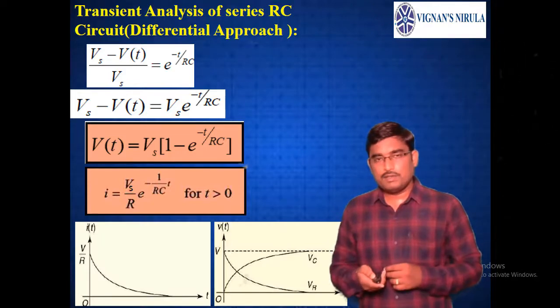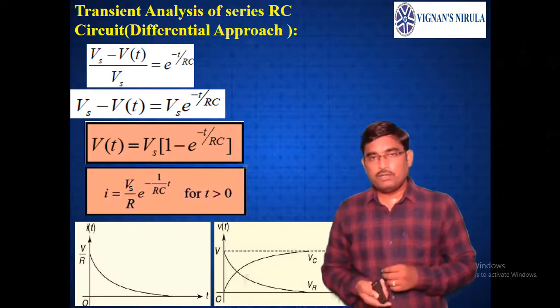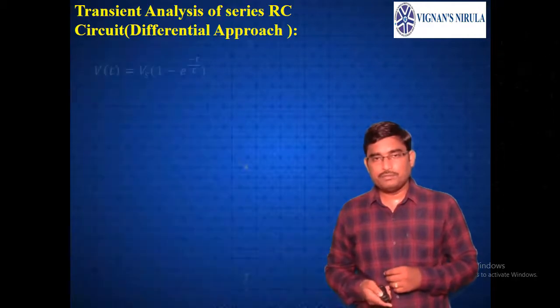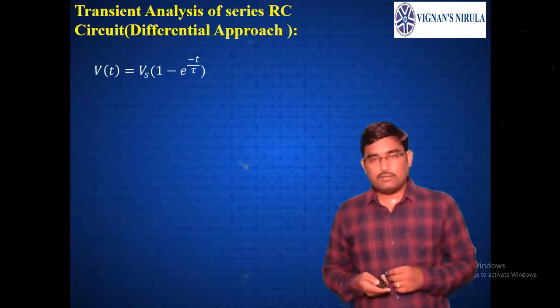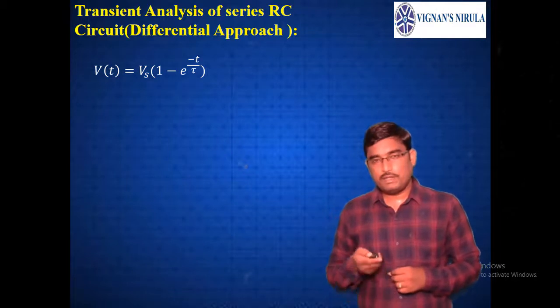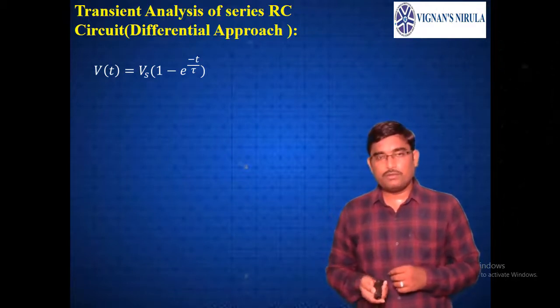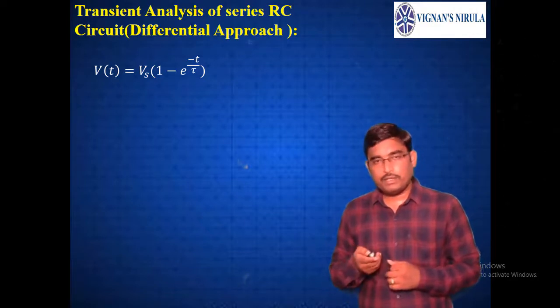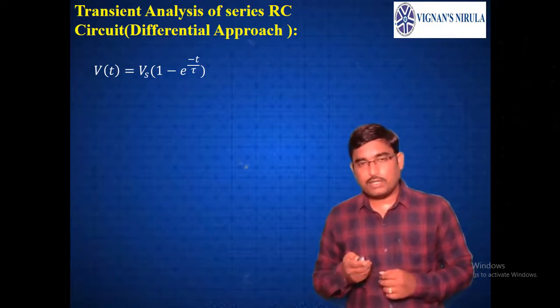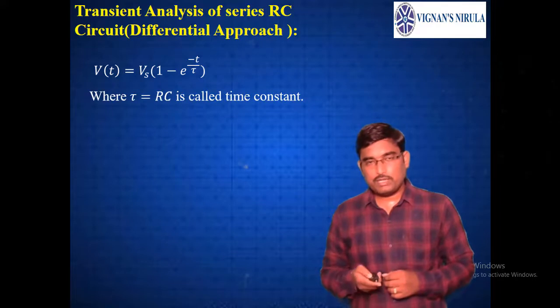Theoretically, if you put t equals to infinity in the expression of V, the voltage across the capacitor, it will show Vs. Now finally V of t equals Vs into 1 minus e power minus t by RC. I can write that RC as tau, so it becomes Vs into 1 minus e power minus t by tau, where tau is called the time constant. So the time constant for an RC circuit is tau equals RC.